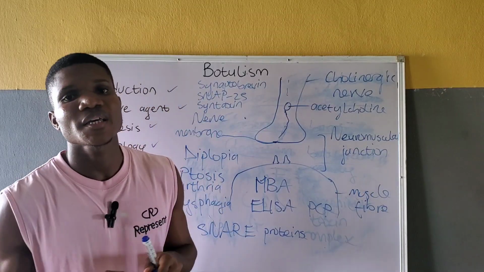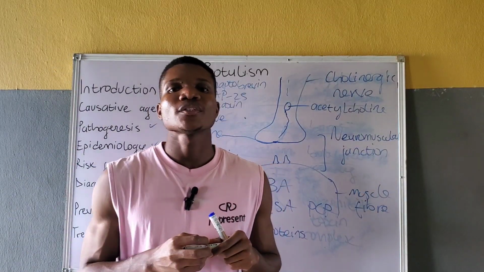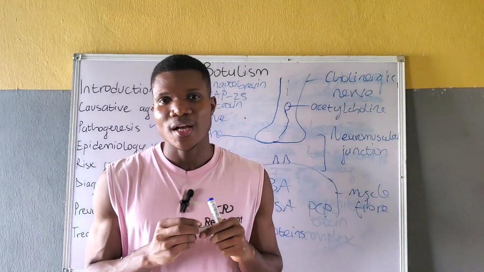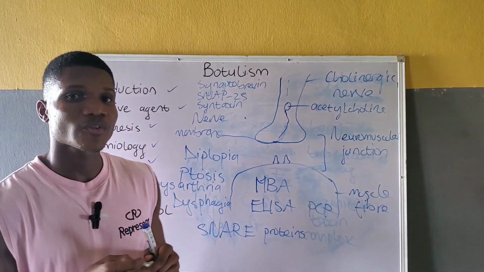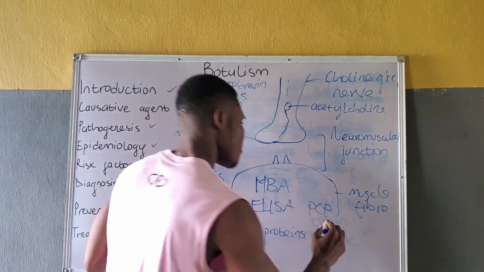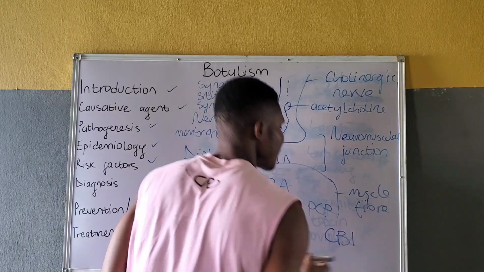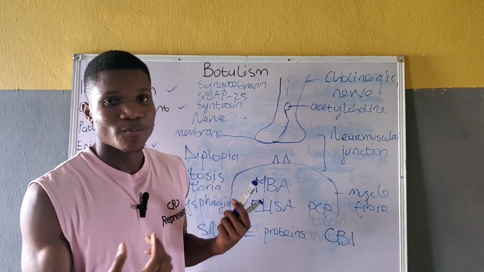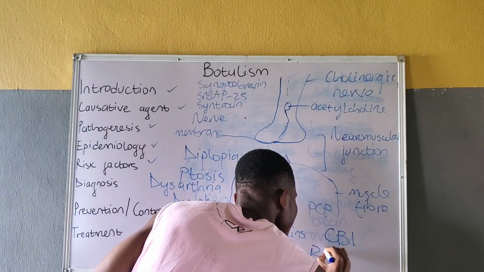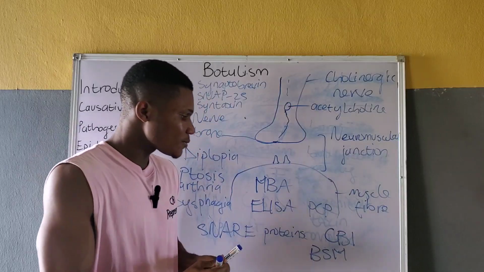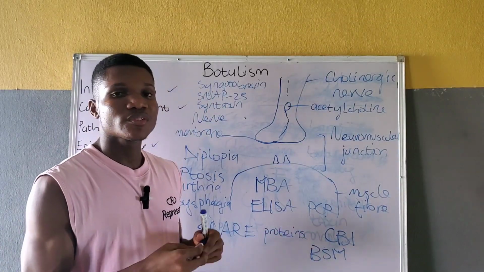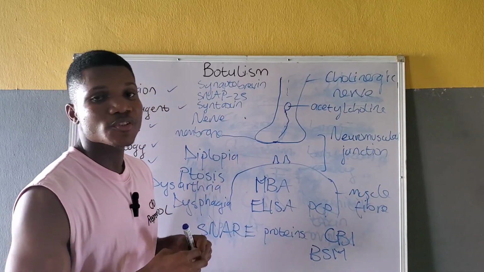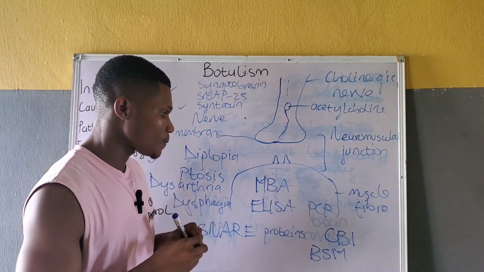Also, culturing is another important diagnostic approach. Culture is done using samples like stool as well as wound swabs. These samples are cultured on selective media, particularly the CBI agar, which is the Clostridium botulinum isolation agar, or its modified form, which is the BSM, the botulism selective medium. These are the selective media used for isolation and detection of the Clostridium botulinum bacteria.